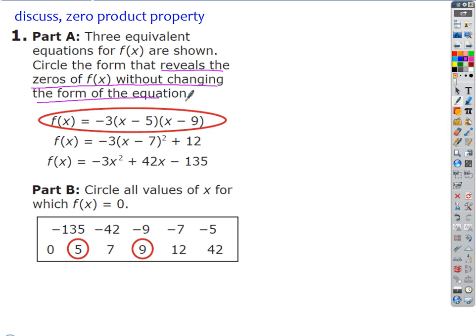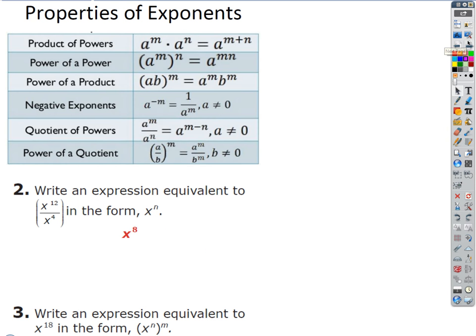The zeros are where the function equals 0, right? So in each case, I would just be setting the equation equal to 0. Which one's going to give me the zeros? Yeah, the first one, because it's factored. We just set the factors equal to 0. So what are they? 5 and 9. So for part A, we'd circle the first equation. For part B, we're just going to circle what the solutions are. We've done a ton of that stuff, so that's right in our wheelhouse. We're good with this, right?